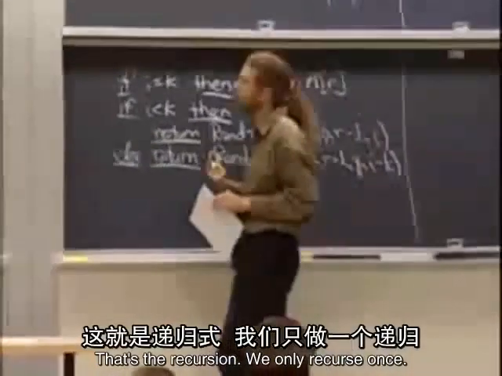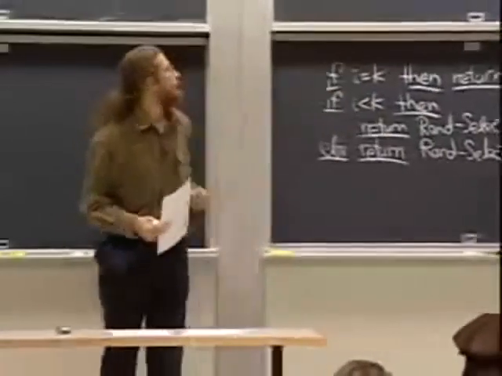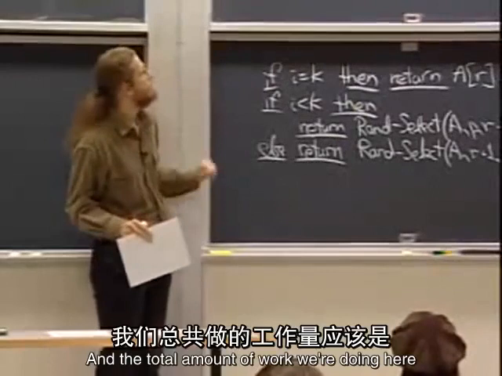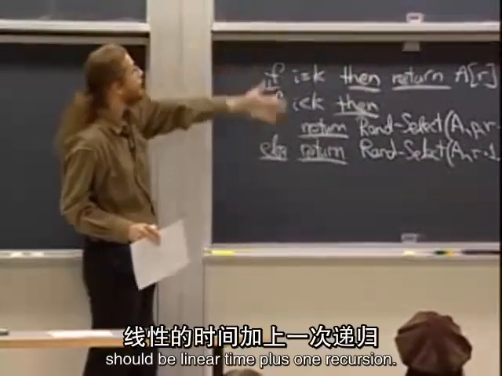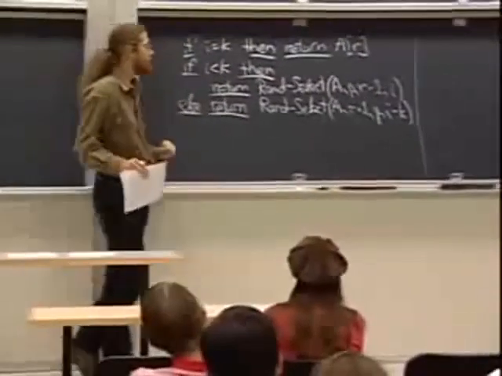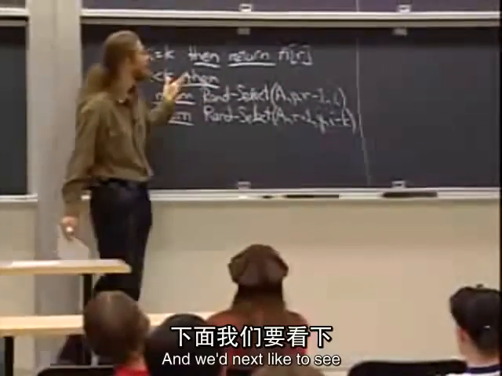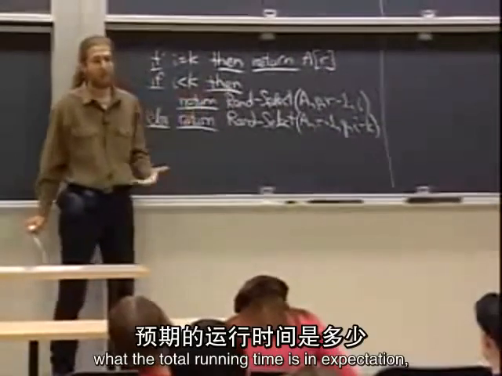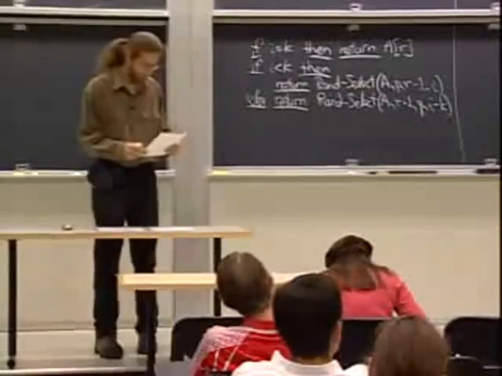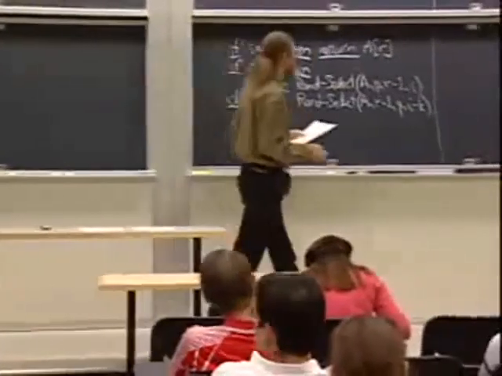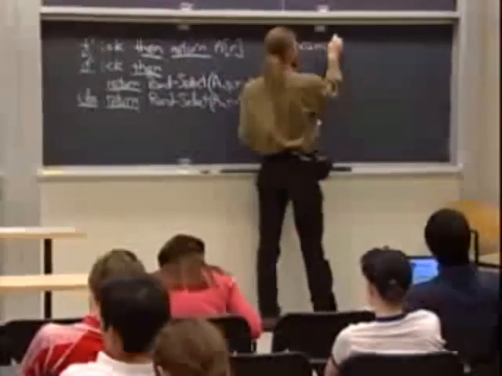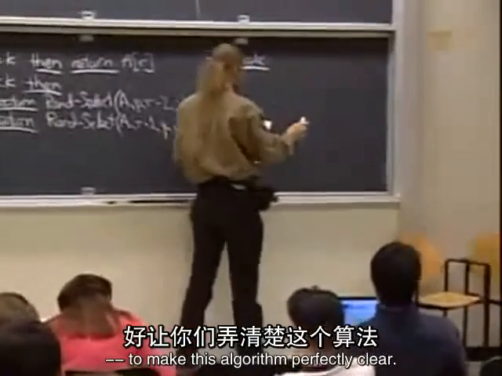We only recurse once. Random partition is not a recursion; that just takes linear time. And the total amount of work we're doing here should be linear time plus one recursion. In order, we'd next like to see what the total running time is in expectation. But let's first do a little example to make this algorithm perfectly clear.